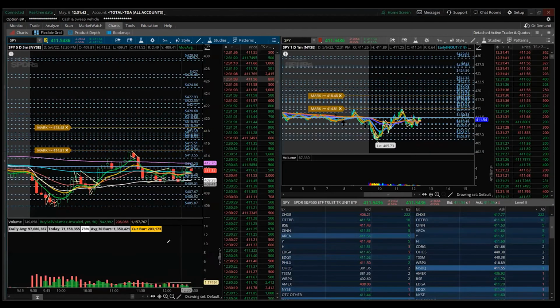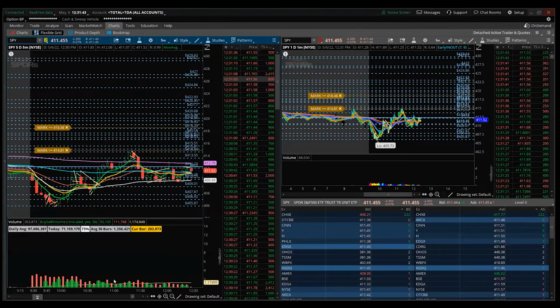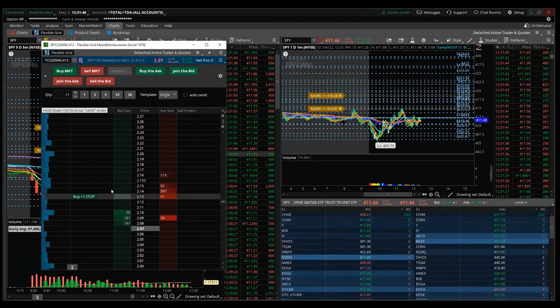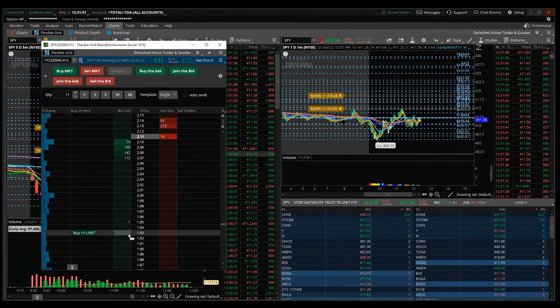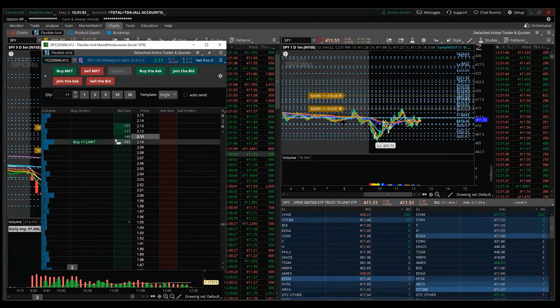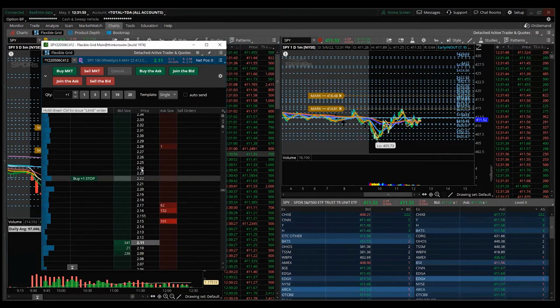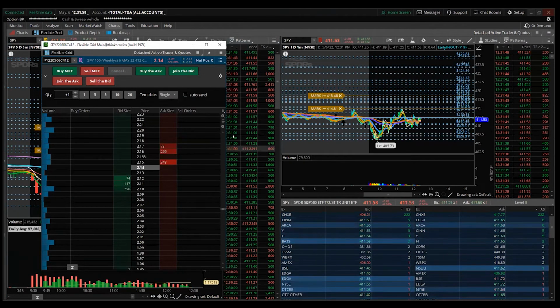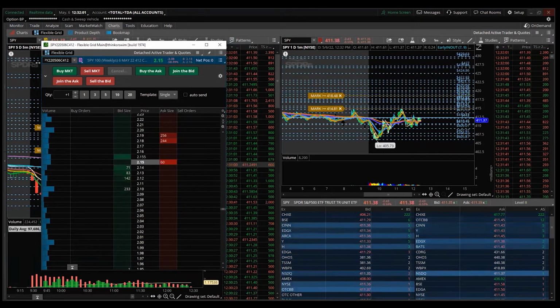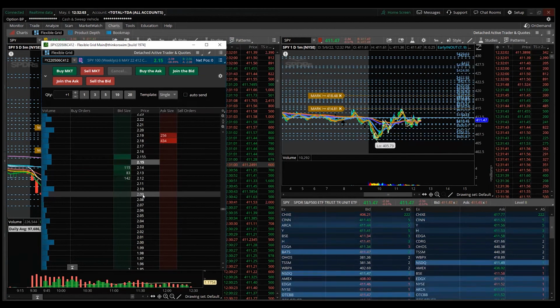So I would recommend using the active trader because you can put a limit order down here if you want, wherever the orders are sitting, wherever the bids are sitting, and you can sell the same exact way. I'm obviously not going to click on these right now because I'm not trying to actually trade, but you kind of get the picture.